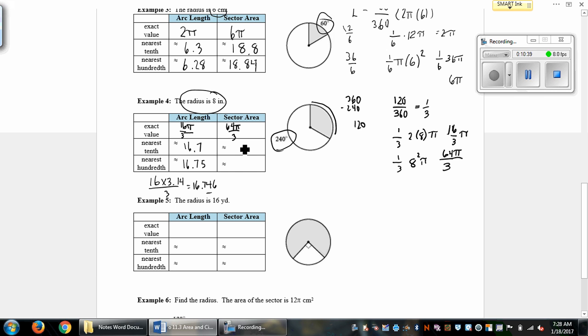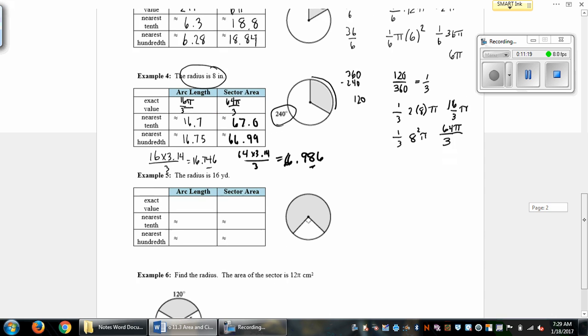Okay, for the next one we'll do 64 times 3.14, and then we will divide that result by 3, and we get 66.986. So the 6 will make this round up to 66.99. The 8 will make this round up so it becomes 67.0.